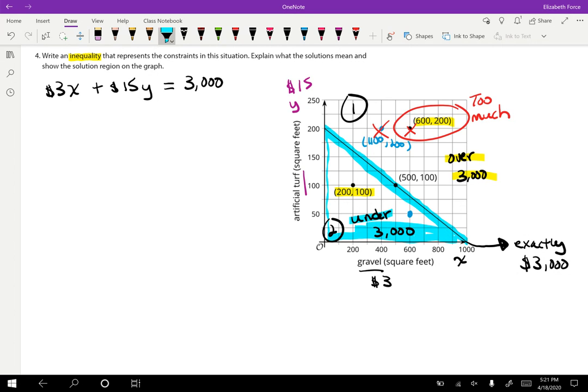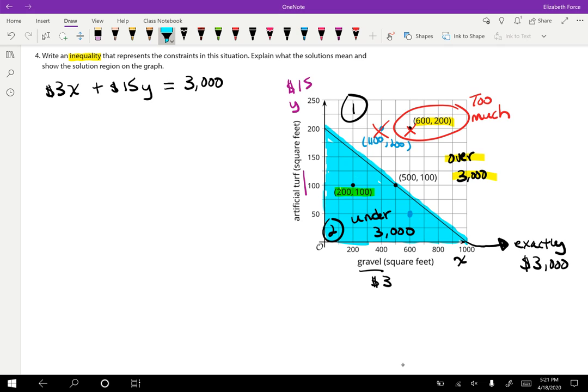So with that in mind, I know that I'm okay with everybody in region 2. Everybody under this line is going to be a solution to my inequality. And I'm also going to take any point on the line because that means I spent $3,000. I'm actually not going to graph below the x-axis because if I go below the x-axis, that means that y is negative, and since y is representing turf, I don't care about anybody below the x-axis.